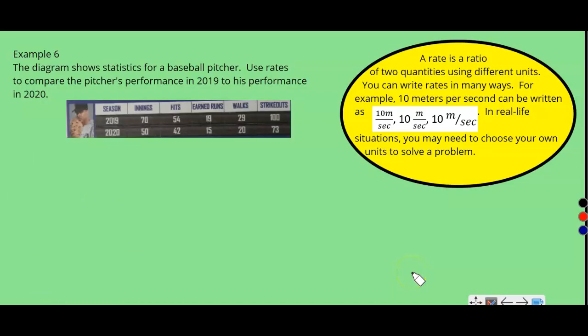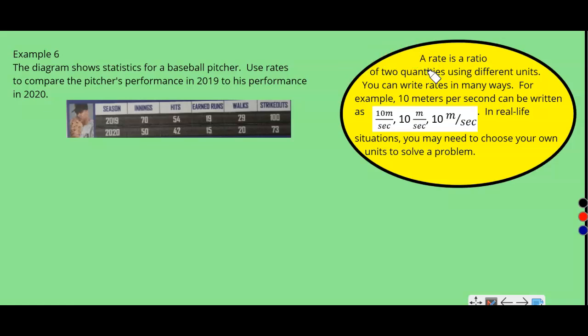All right, example 6. The diagram shows statistics for a baseball pitcher. Use rates to compare the pitcher's performance in 2019 to his performance in 2020. If you look at the table here, this is 2019. He had 70 innings, 54 hits, 19 earned runs, 29 walks, and 100 strikeouts. And here are the numbers for 2020 for the same categories.